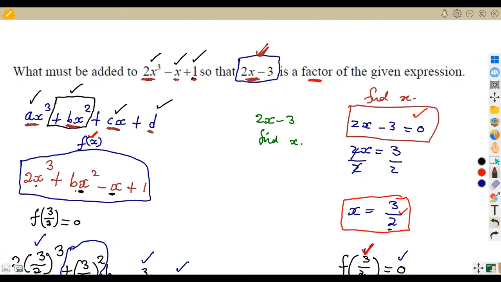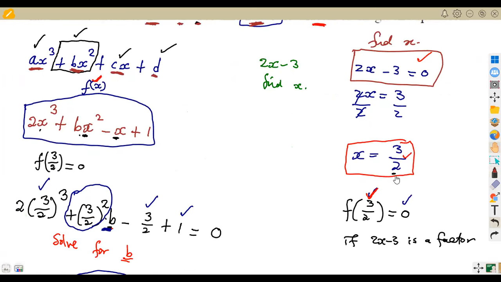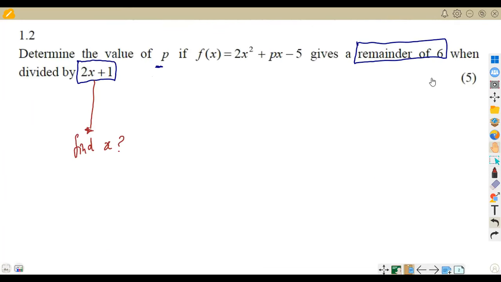If it is a factor, f of that x must be equal to 0, as opposed to when it is a remainder. When it is a remainder, f of the value of x must be equal to the remainder. Those are the questions they will give you, just playing around with factor and remainder. That is where you're supposed to play around.